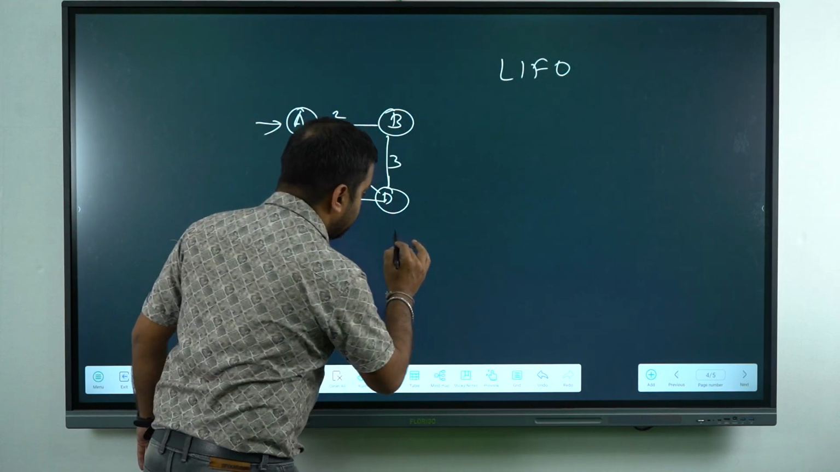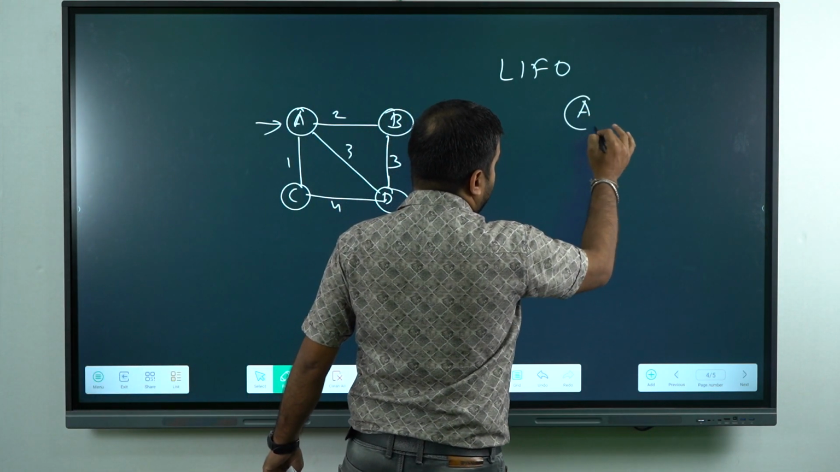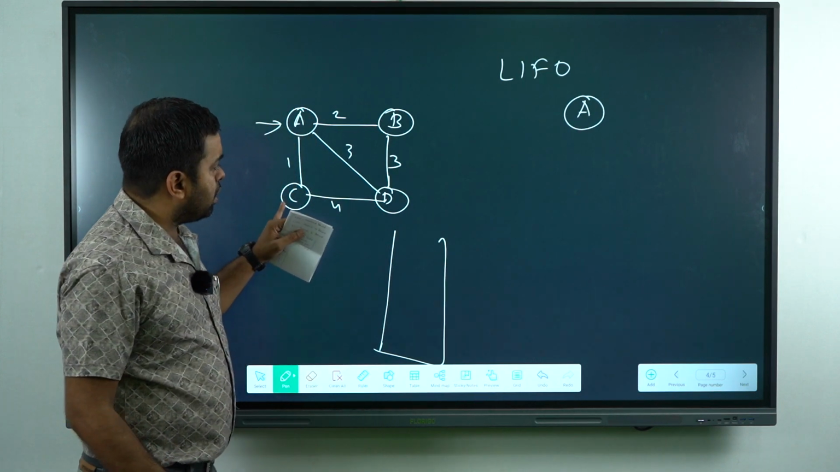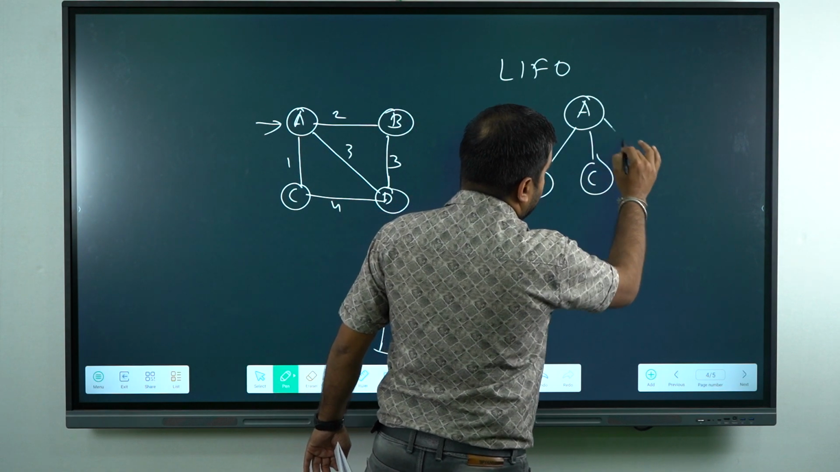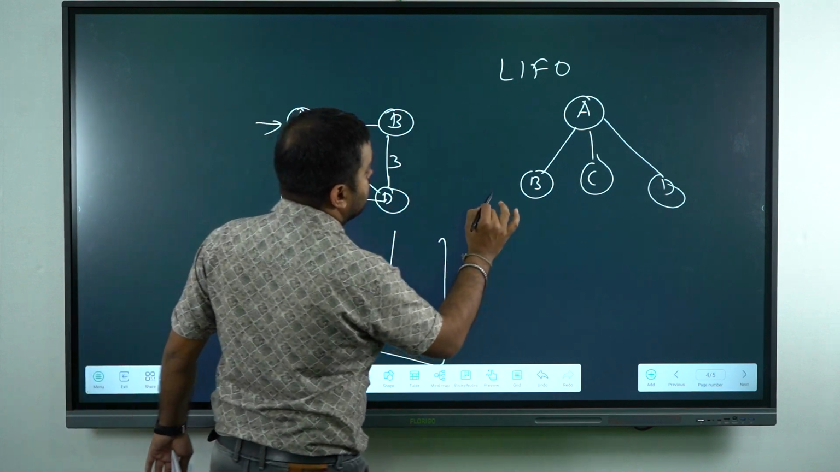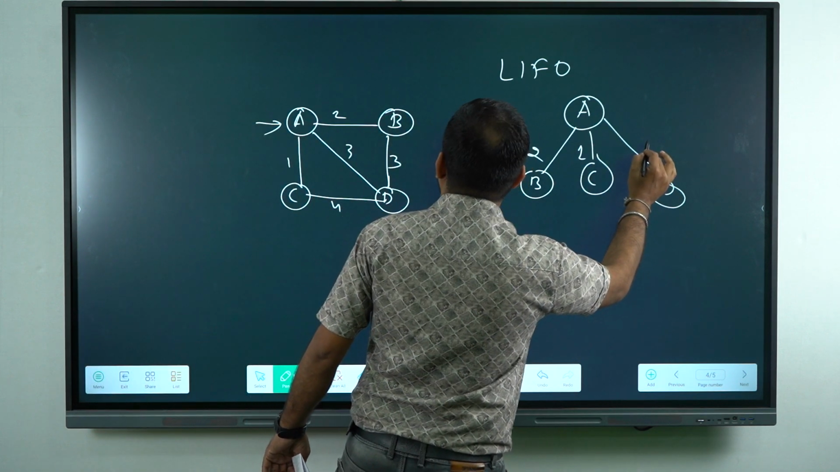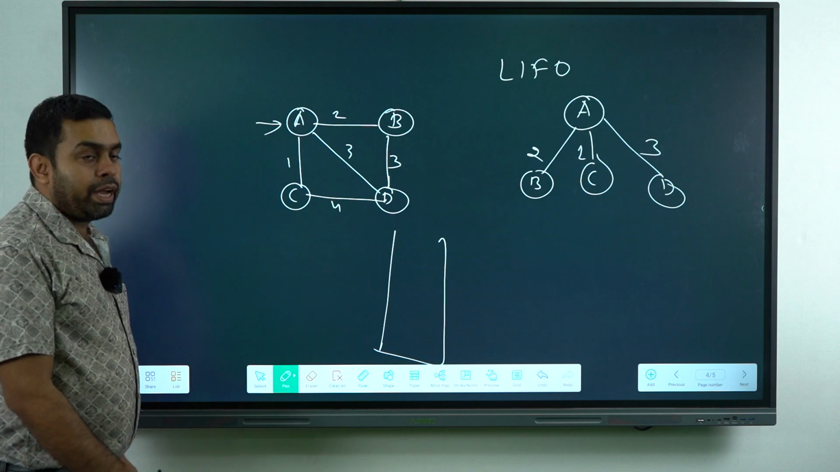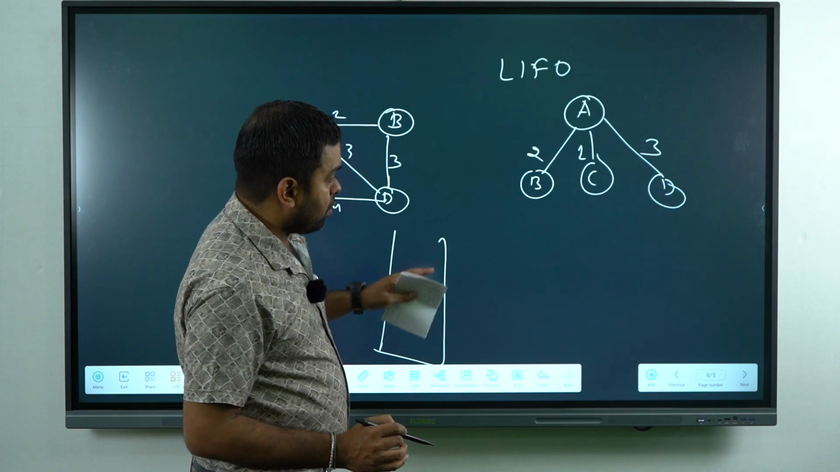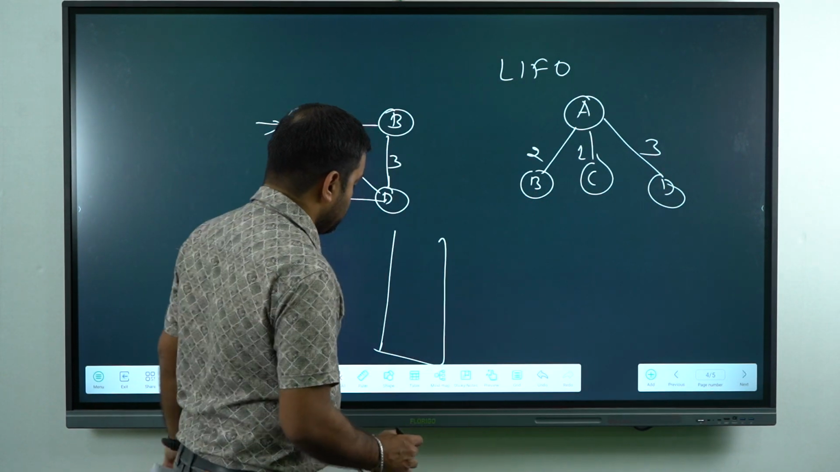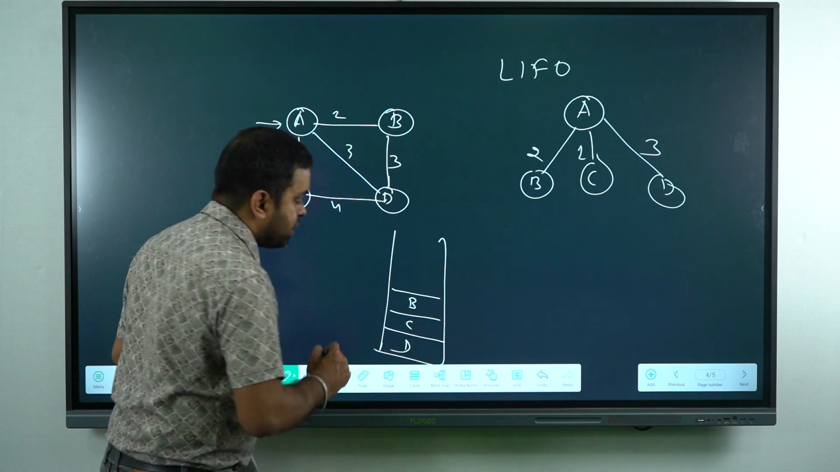So for LIFO what are we using? Stack we are using. As I told, we started from A. Now from A, whichever nodes are possible: B, C and D. Cost for going to B is 2 rupees. Cost for going to C is 1 rupee, and for D is 3 rupees. Okay, so as we had taken A, now what we have to do? What are the possible nodes? B, C and D. So we put B, C and D in the stack.